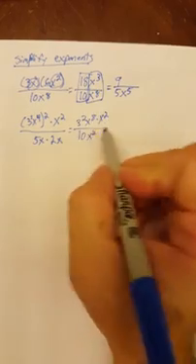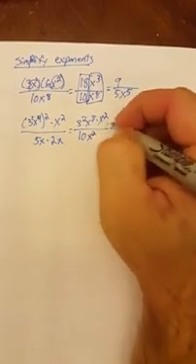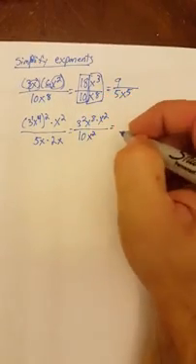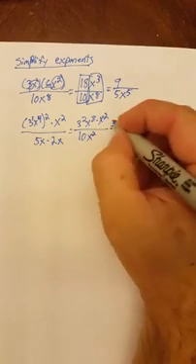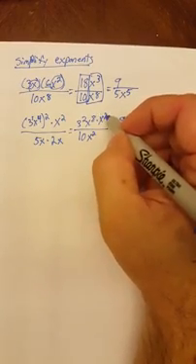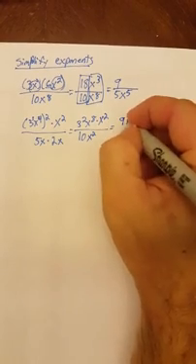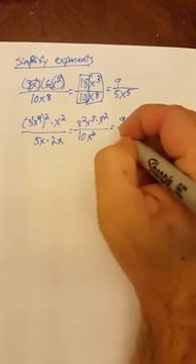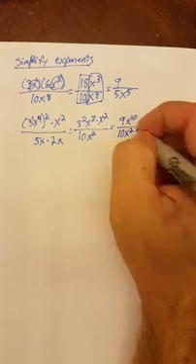Now the top can still be simplified even more. Don't forget we do have to simplify numbers with exponents. So 3 squared is going to give me 9, and I've got 8 plus 2 gives me 10. So this is x to the 10. On the bottom, I've got 10x squared still.